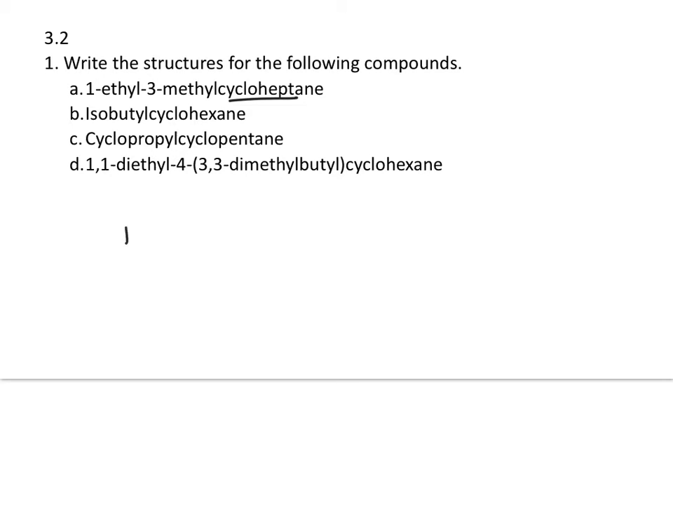Cyclopentane, heptane. Cycloheptane is 7. So let's see, 1, 2, 3, 4, 5, 6, 7. And we have 1 ethyl. There's the ethyl. And 2, 3 methyl. So there's the 3 methyl. And that is your structure for A.